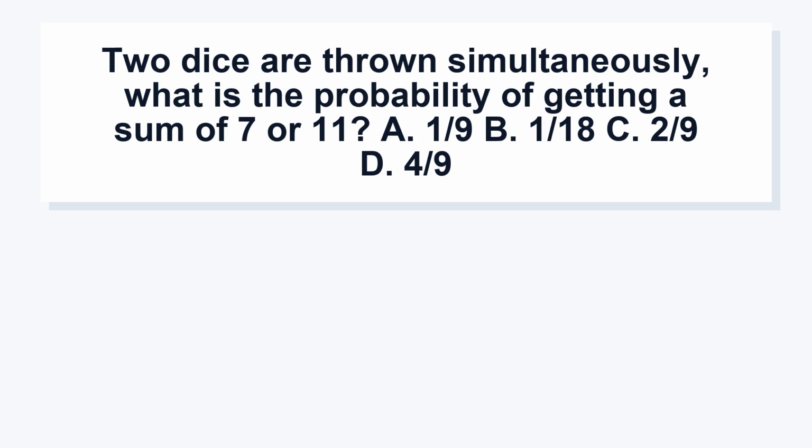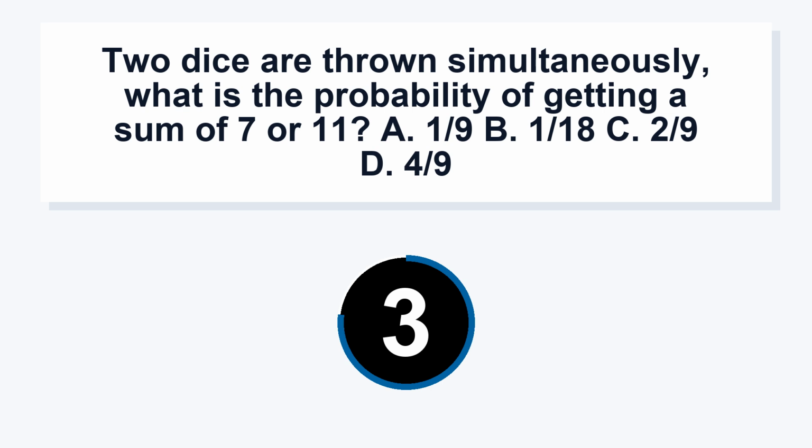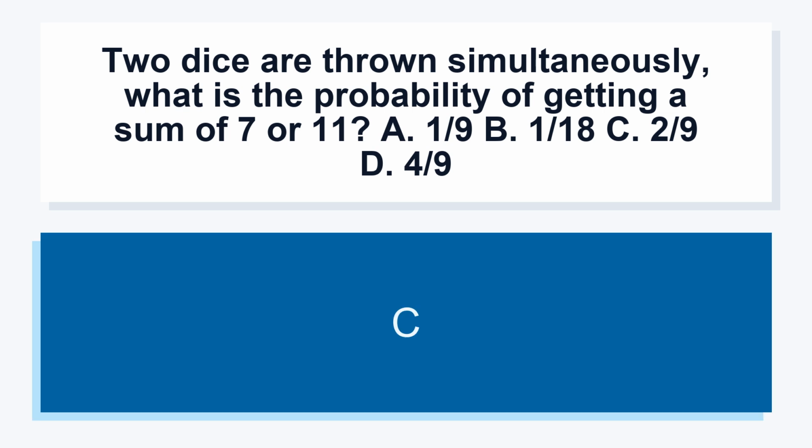Two dice are thrown simultaneously. What is the probability of getting a sum of 7 or 11? A. 1/9. B. 1/18. C. 2/9. D. 4/9. C.